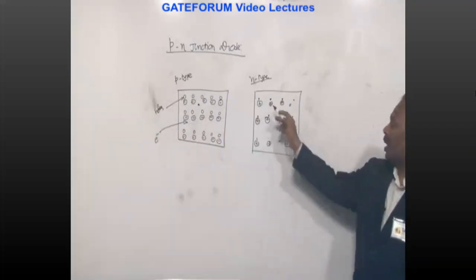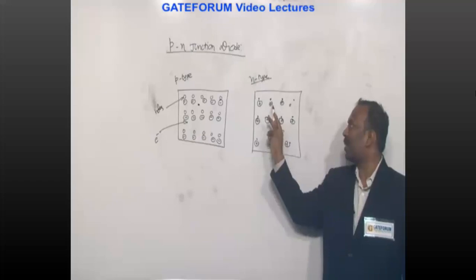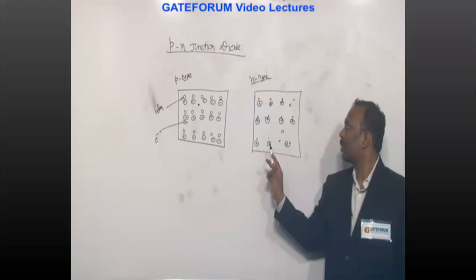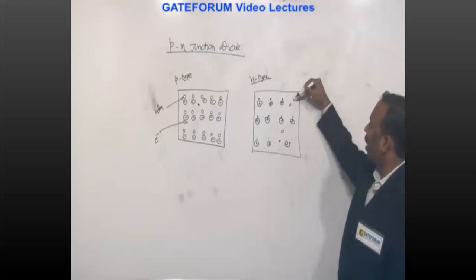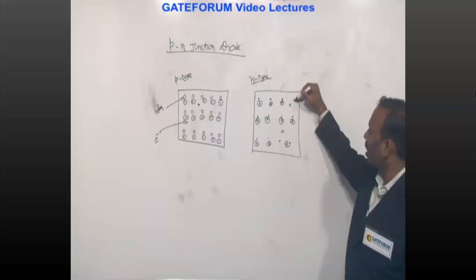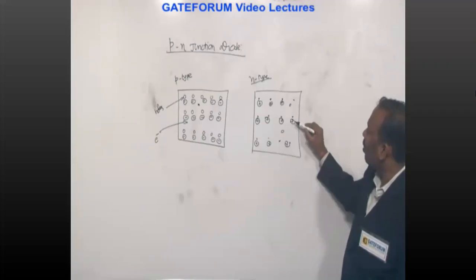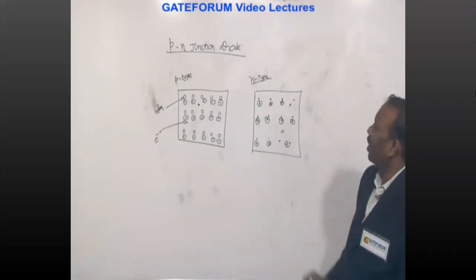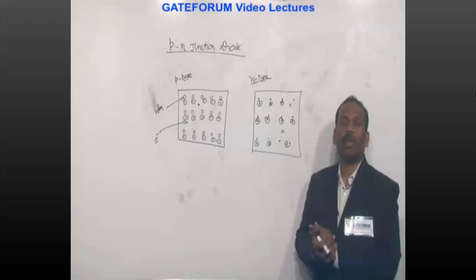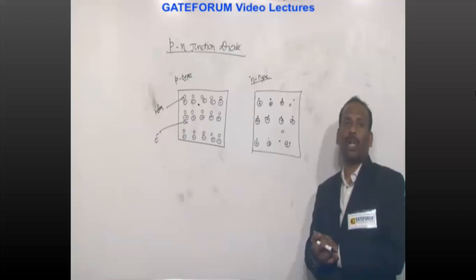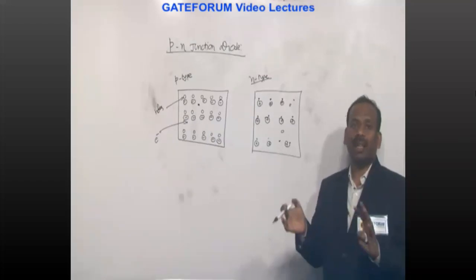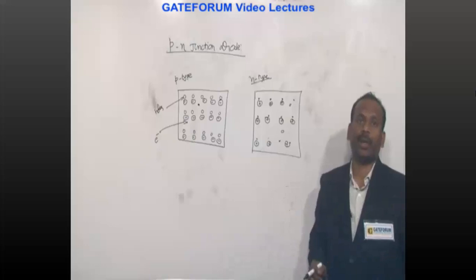So here, total negative charge means electrons, and electrons are having negative charge. These ions are having positive charge, holes are having positive charge. So overall, total positive charge is equal to total negative charge. Ions plus electrons plus holes combined are neutral.